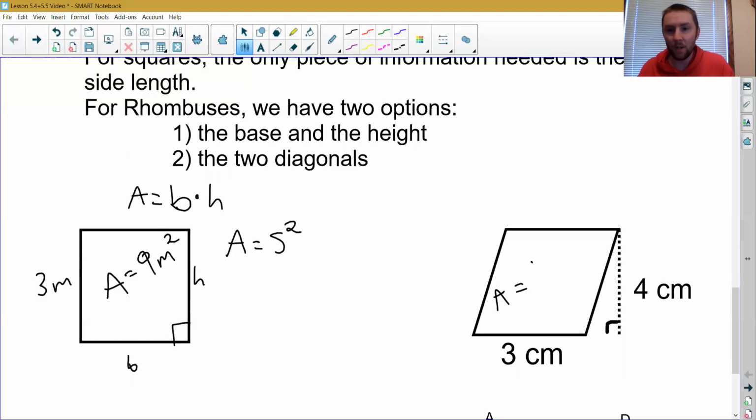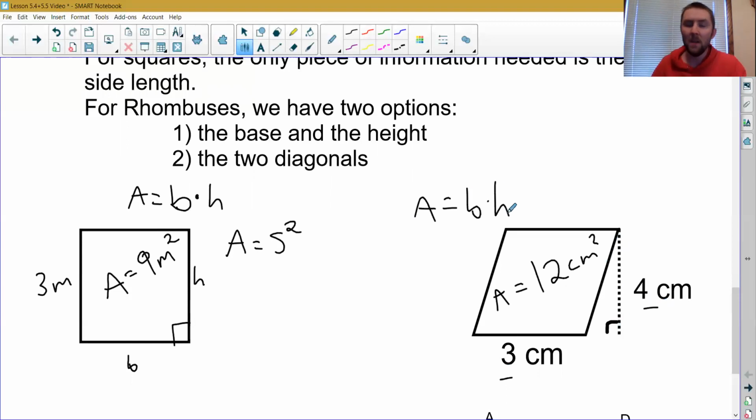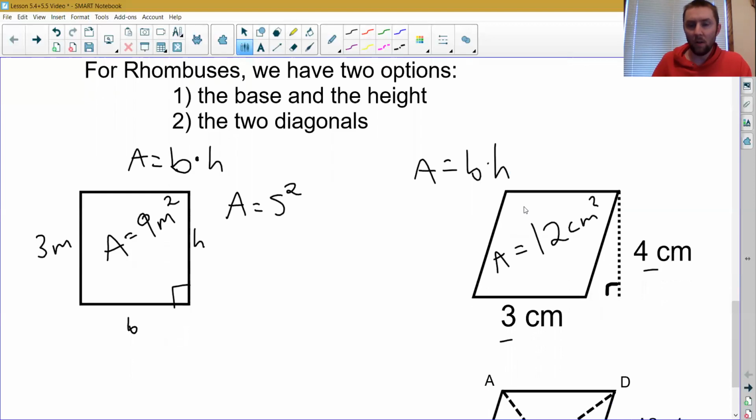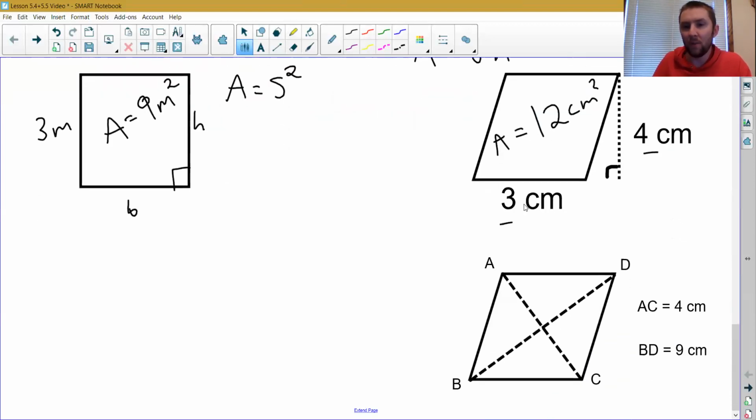In this case, we would get an area of 12 centimeters squared, because we do 3 times 4. The 4 is my height because it hits at 90 degrees. So if you know the side length of the rhombus and the height, the vertical distance that hits the base at 90 degrees, you can just multiply those together and you're all good to go. Again, that is using this formula, area equals base times height. If you don't have that information, an alternative is if you know the two diagonal lengths. If you know the lengths of the two diagonals, you can find the area of a rhombus.